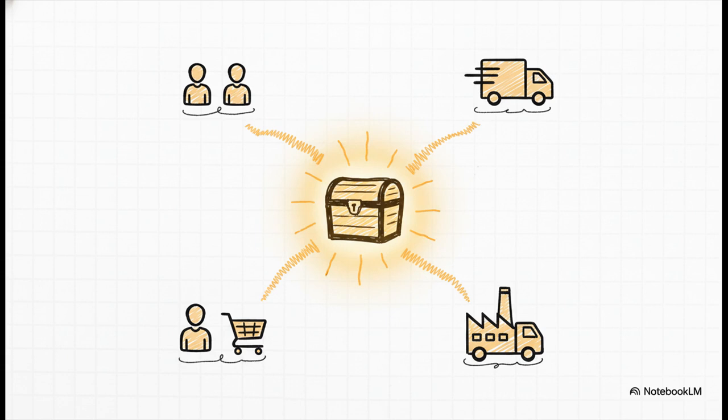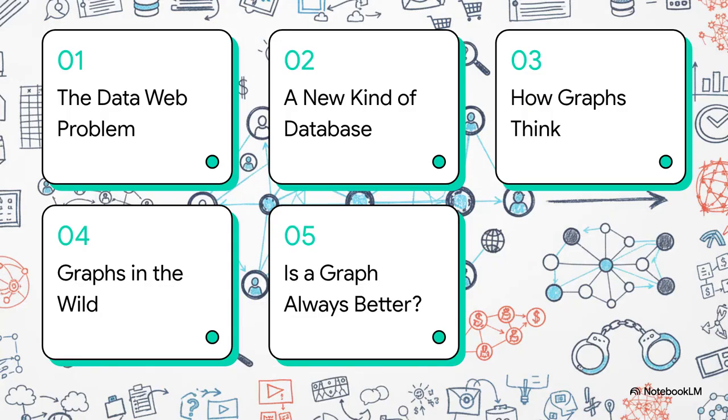And to understand those stories, well, you need a special kind of tool. So here's our game plan. We'll kick things off with the big problem that traditional databases run into. Then we'll introduce the solution, the graph database. We're going to dive into how they think, check out some amazing real-world examples, and finally ask the big question: is a graph always the best answer?